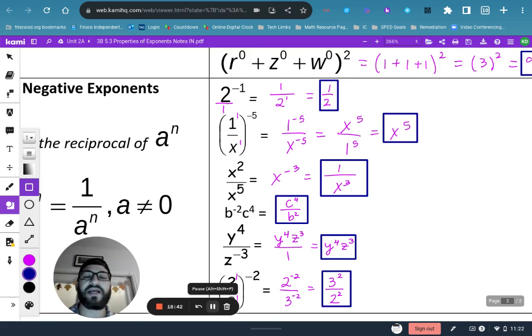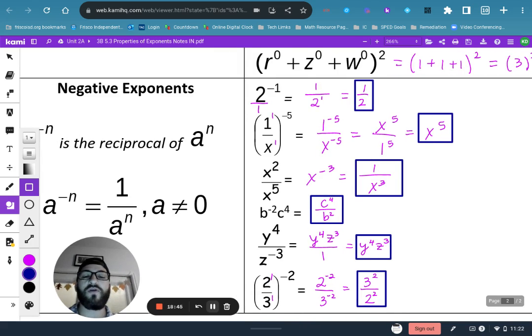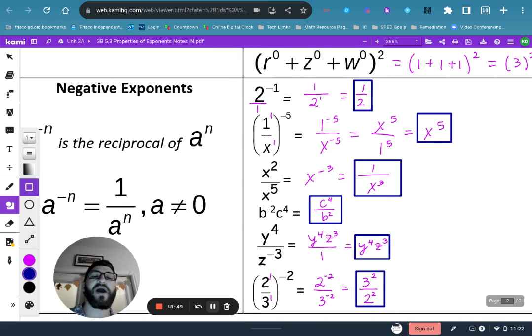And then last but not least, down there at the bottom, we have 2 over 3, and it's being raised to the negative 2 power. 2 and 3 both have a 1 power, so 1 times negative 2 is negative 2. So 2 to the negative 2 over 3 to the negative 2. Once again, both are negative, so they switch places and become positive. 3 squared over 2 squared.